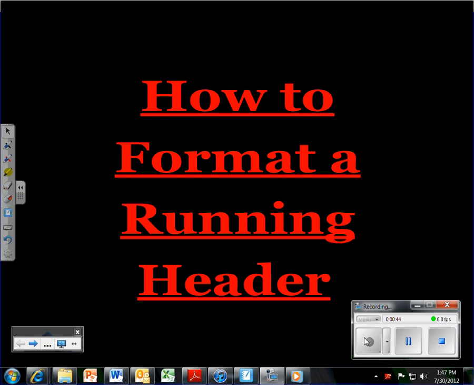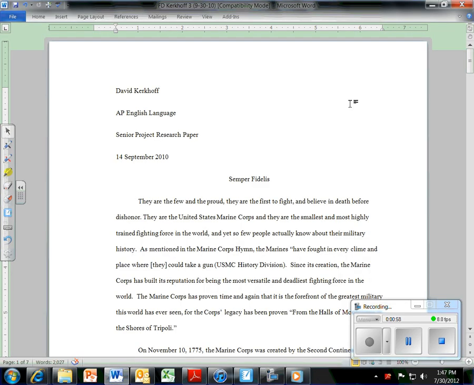There are some people that, if you don't have a running header, say your paper is 10 pages, no running header, staple comes out, paper clip is lost, the only thing with your name on it is page 1, and that's all you receive credit for. That could be pretty upsetting. So this is a very, very easy thing to do. Let's take a look at this paper, okay?